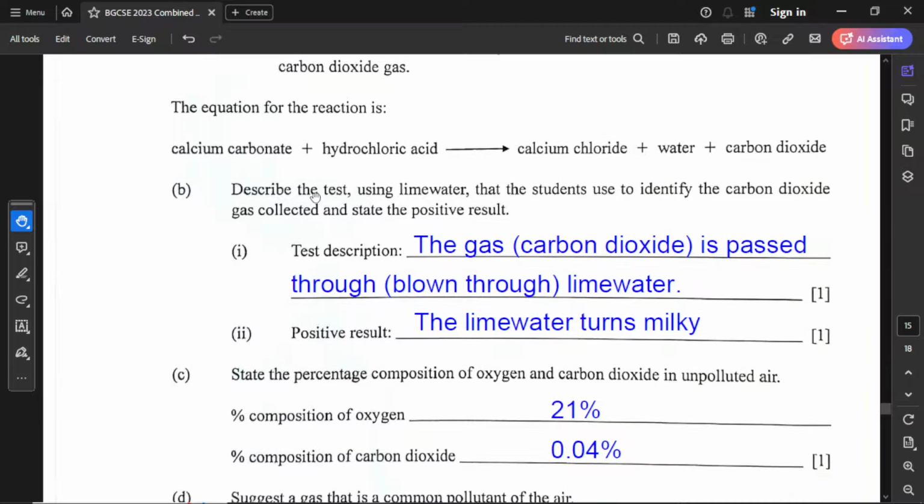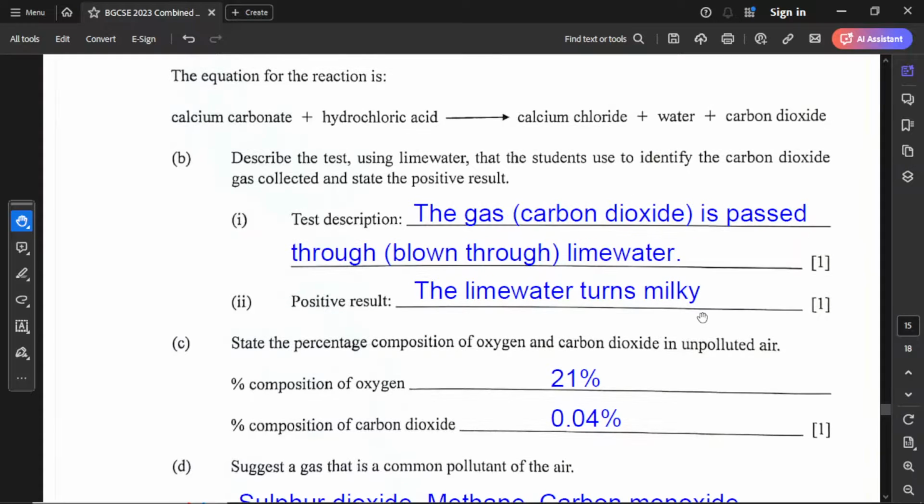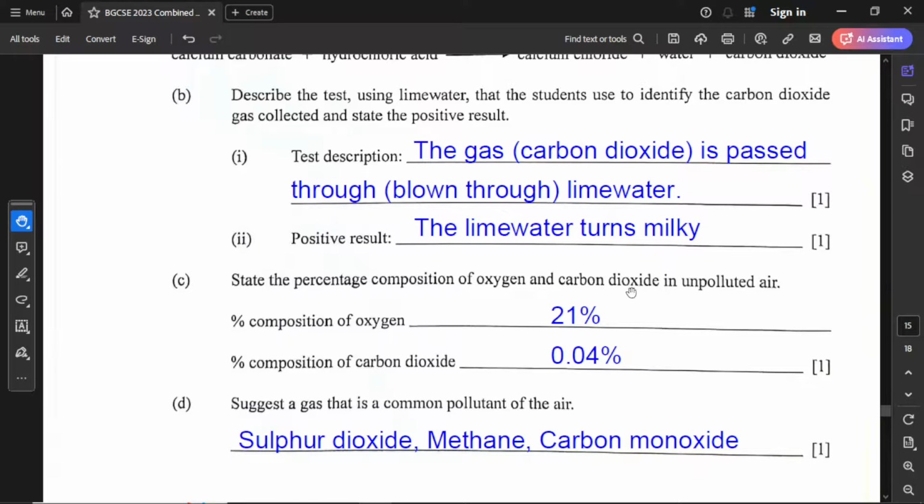Now for part B, describe the test using lime water that the student used to identify the carbon dioxide collected and state the positive result. The description of the test is that the gas, which is carbon dioxide, is passed through or blown through lime water, and then the positive test will indicate that the lime water turns milky, to get that white milky coloration in the lime water.